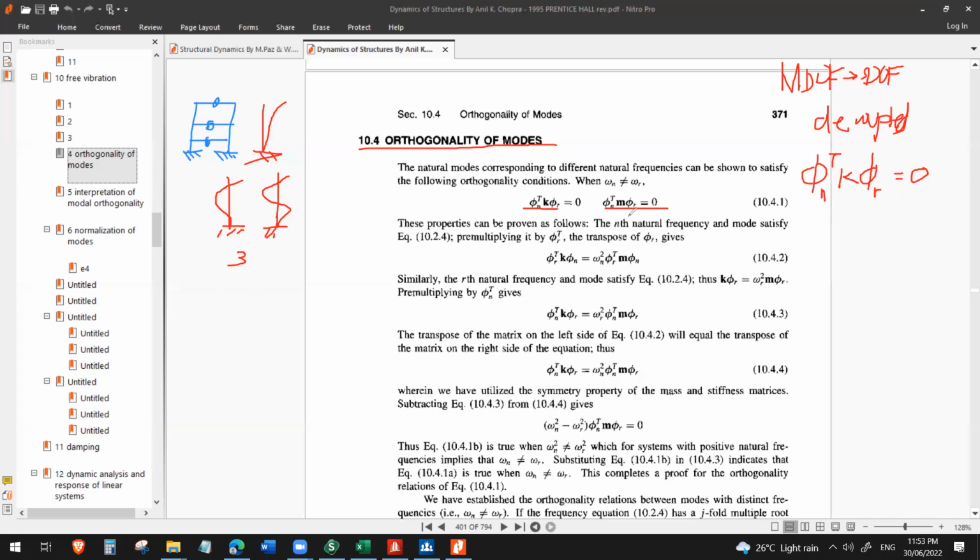Okay? The same goes with the mass matrix: phi transpose of the nth mode multiplied by the mass matrix and multiplied by the eigenvector of the r-th mode. So let's say this is mode 1, this is mode 2, that will also be equal to 0. So that is what we will prove. These properties can be proven as follows. The nth natural frequency and mode satisfy, pre-multiplying by phi transpose r. Let me zoom in for a moment so we can see better.